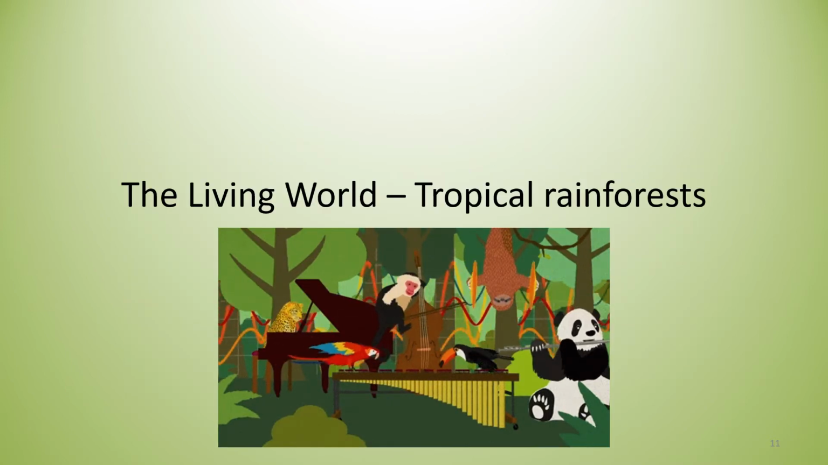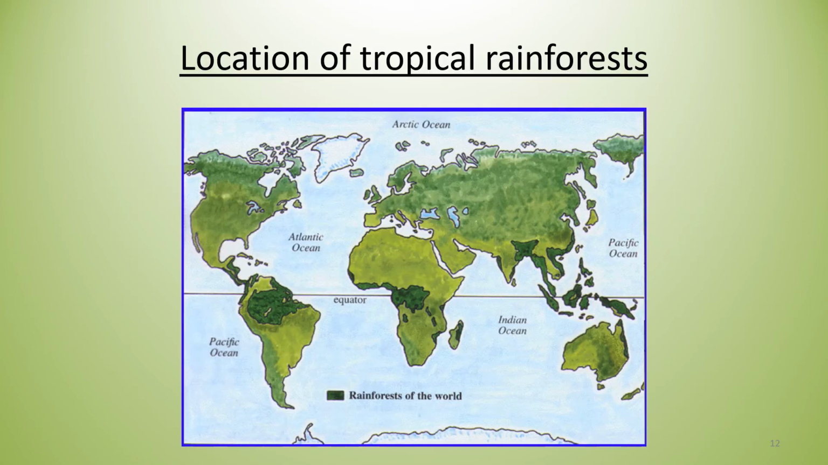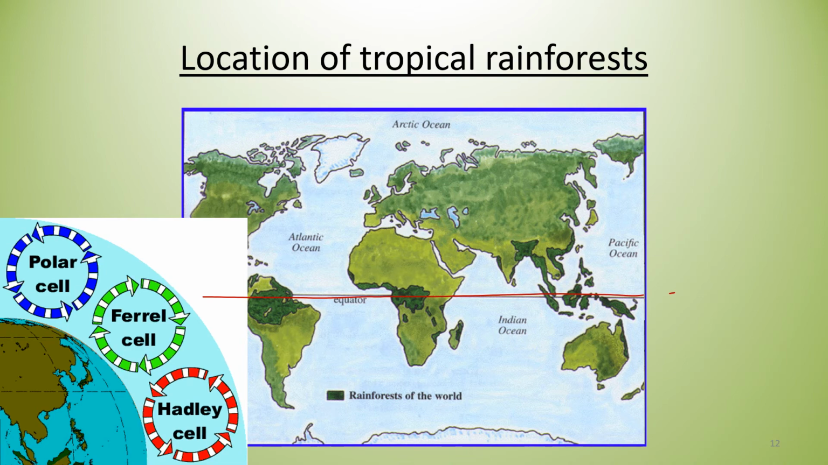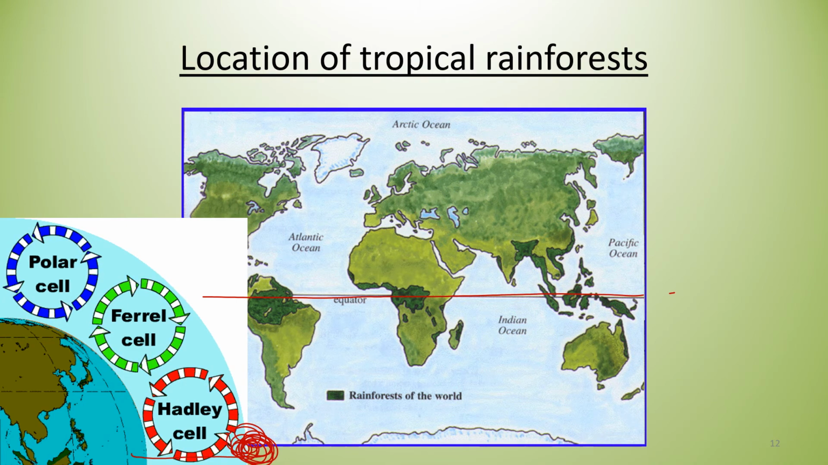Moving on to tropical rainforests. Where are tropical rainforests? You can see there the equator is drawn on that map, and tropical rainforests are located on and around the equator. Remember, the equator is hot and wet, and that is because of the high insolation, that air there, low pressure, is rising. It is creating those clouds here, which is why it's so rainy at the equator.